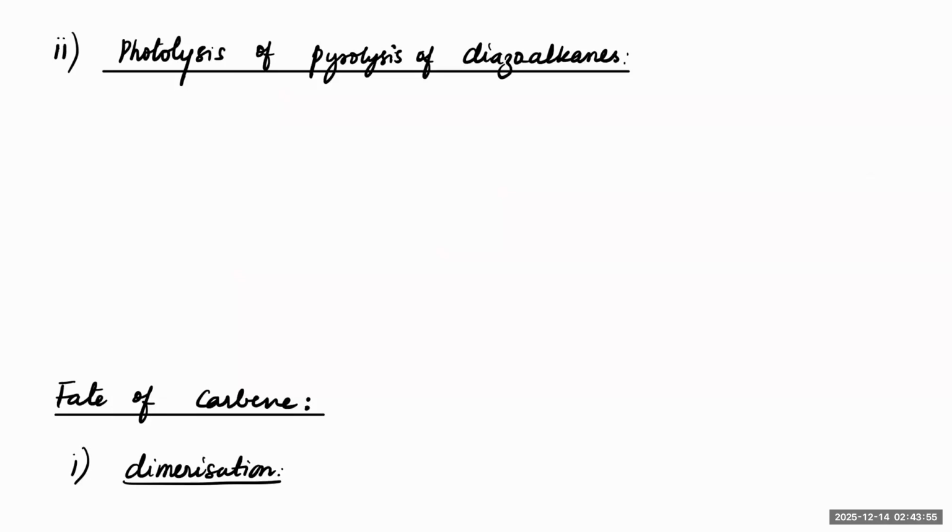Another way to generate the carbene is by photolysis or pyrolysis of diazoalkanes. That is, if you have R, CH, N triple bond N with plus and minus charges, these kinds of forms are called diazoalkanes. Now, this on heating will give you RCH with a dot here, plus N2, right?